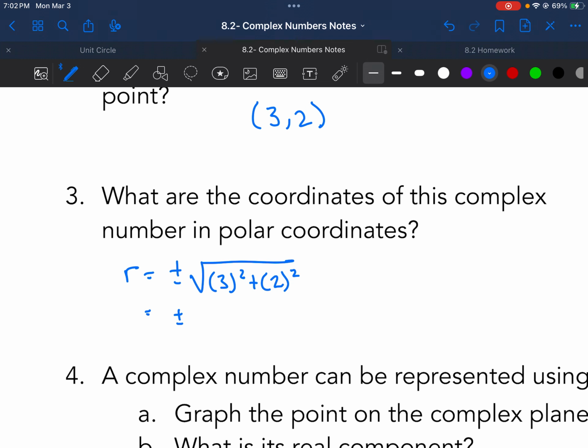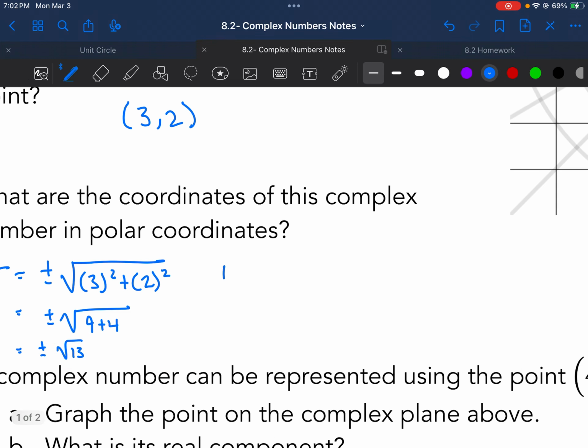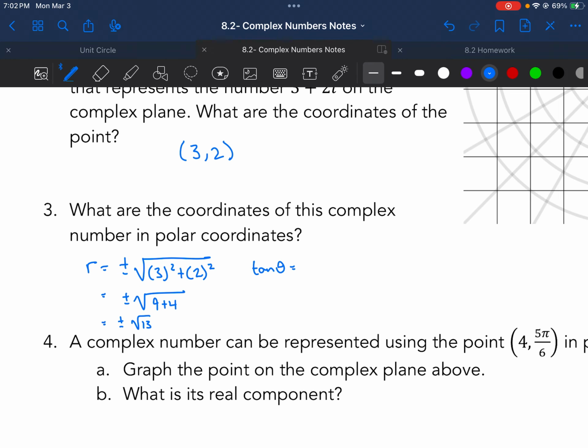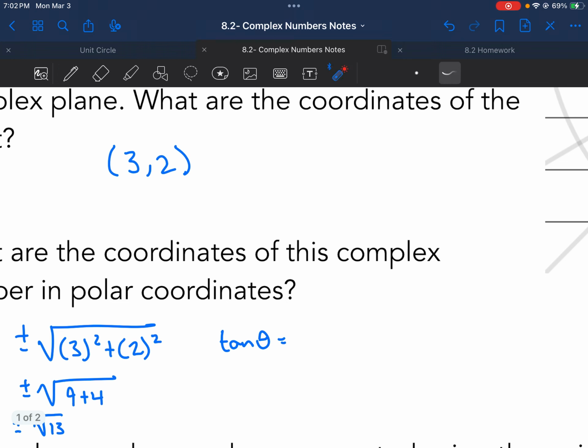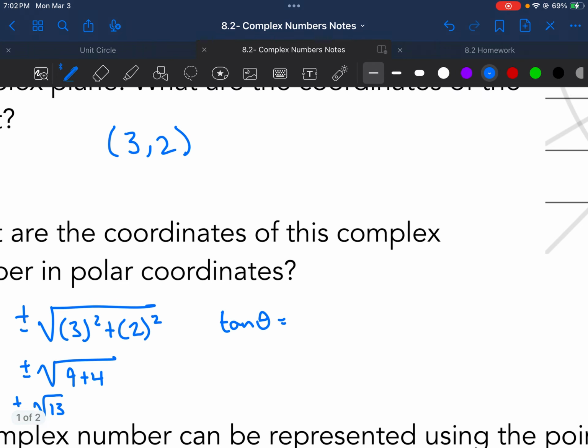So plus or minus, that's going to be 9 plus 4. All right, so root 13. Root 13 is going to be our r value. Remember that we take the positive r value. For the angle, the tangent of theta is going to be the y value divided by the x value. So in this case, 2 divided by 3.